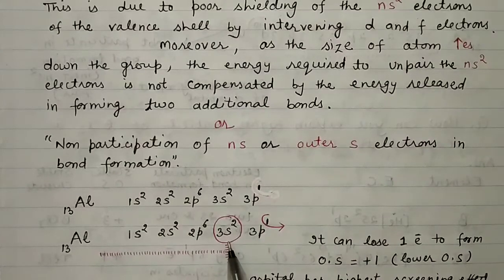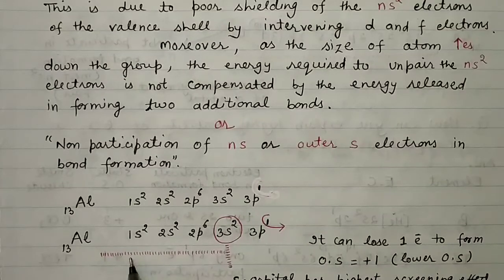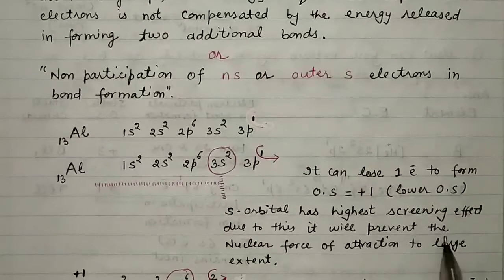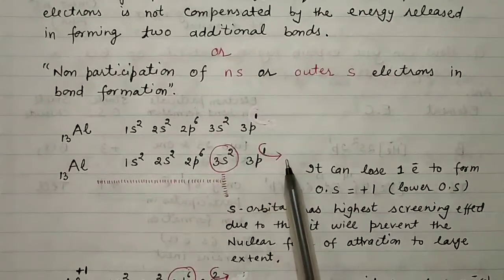So here this is the immediate subshell to this p orbital. So the loss of electron will take place or not, that will depend upon the immediate subshell. Here this is S. So here aluminium is going to send its nuclear charge. Here we know that S orbital has the highest screening effect. Due to this it will prevent the nuclear charge of attraction to a large extent. That's why this electron will be easily removed.